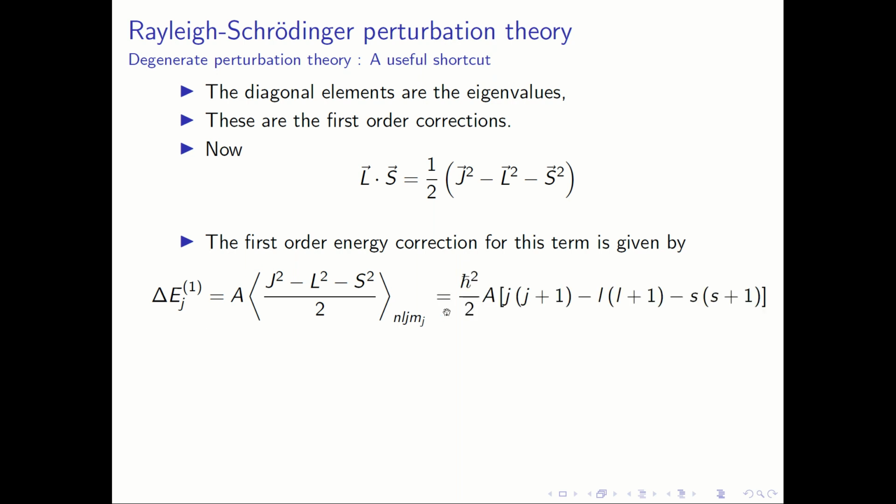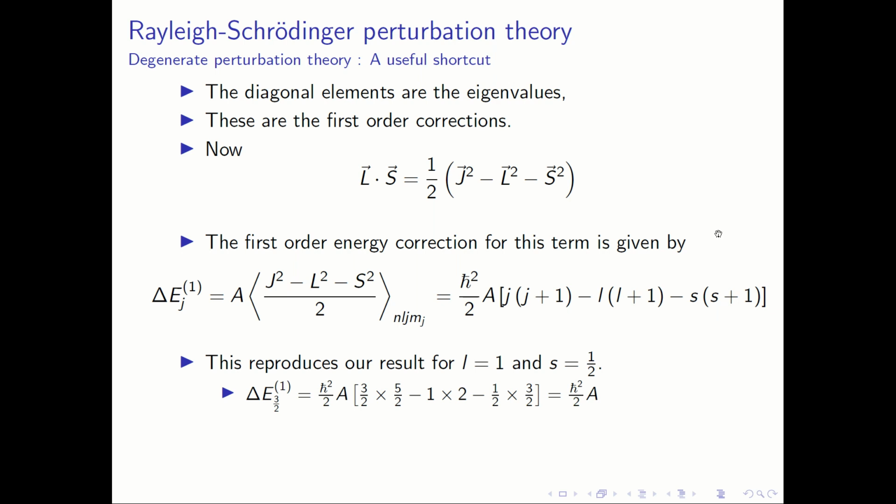And you can immediately see that this result, since the states psi n L j mj are actually eigenstates of J square, L square and S square, it's trivial to calculate, and this is what you get. If you put in L equal to 1 and S equal to half, you can easily see that there will be two cases. J equals 3 by 2, for which, if you just use this formula, you will get an energy shift of h cross square by 2 into A, simply putting in 3 by 2 for J, so 3 by 2 into 5 by 2 minus 1 into 2 minus half into 3 halves.